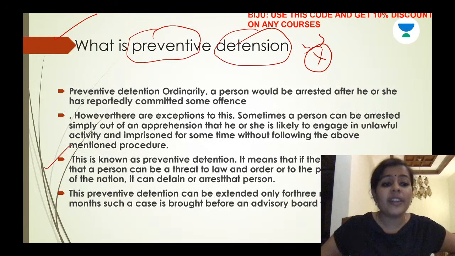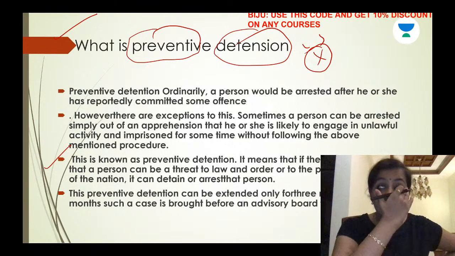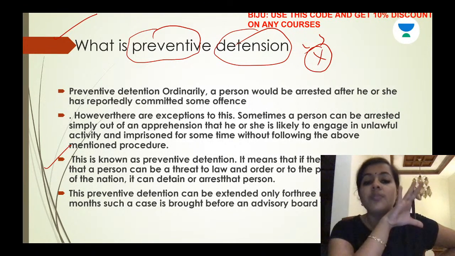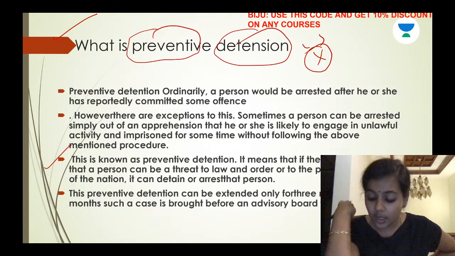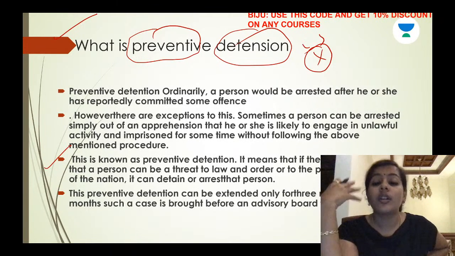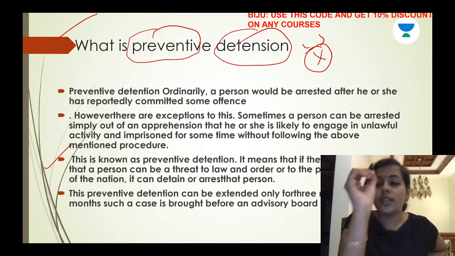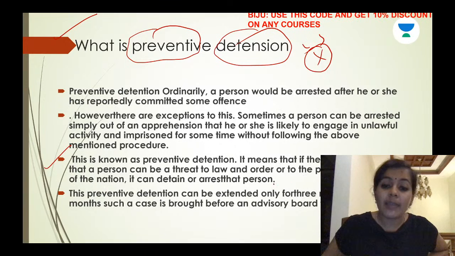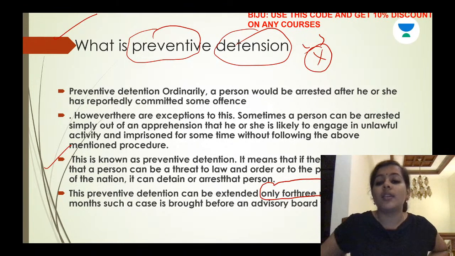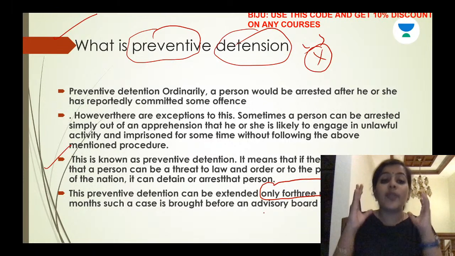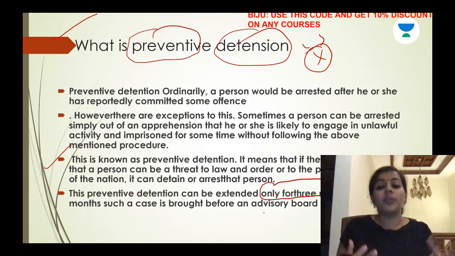That is, the government has a feeling that if you leave this person free, he is a threat to law and order or the security in the country, so he can be arrested. The preventive detention can be extended only for 3 months. After 3 months, there will be a review by an advisory board. You can keep that person in preventive detention only for 3 months.